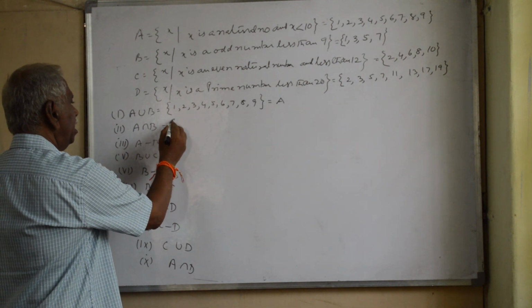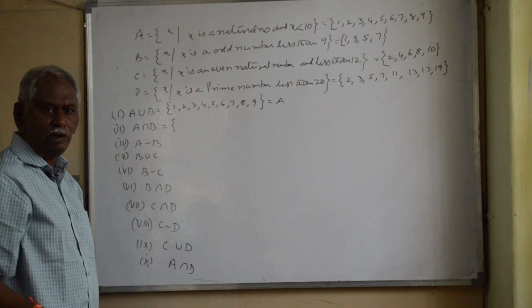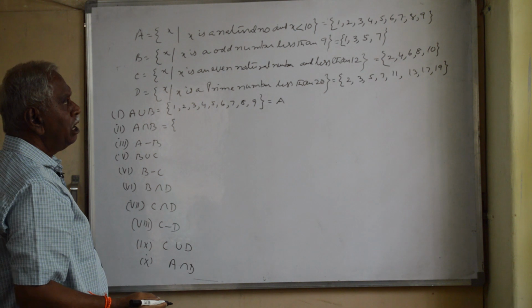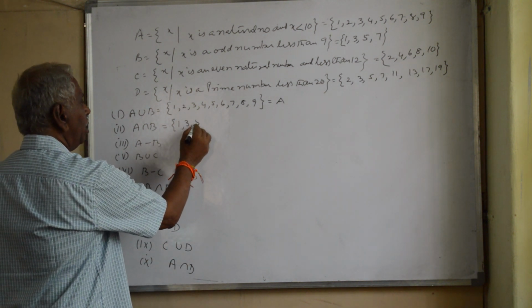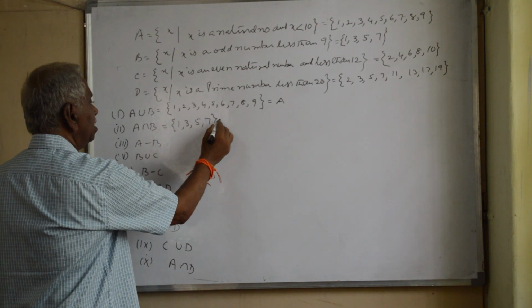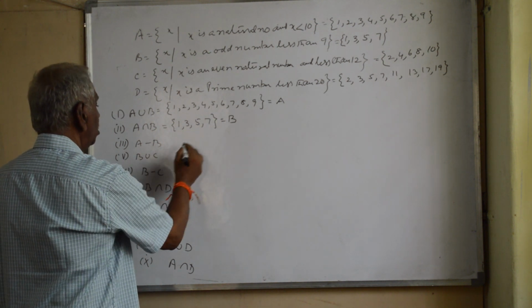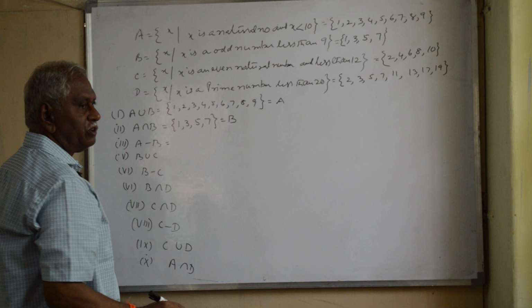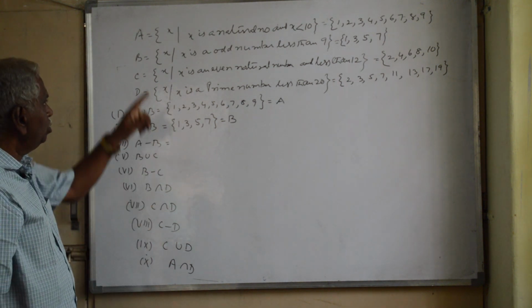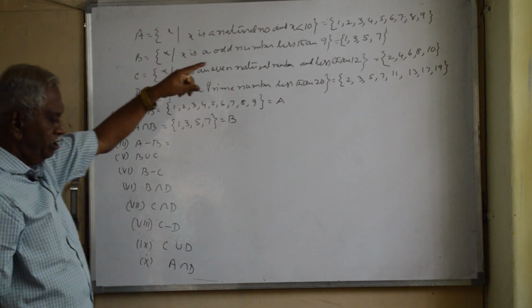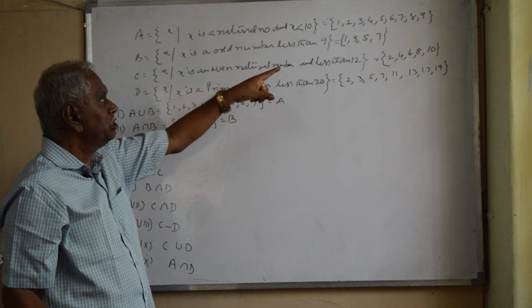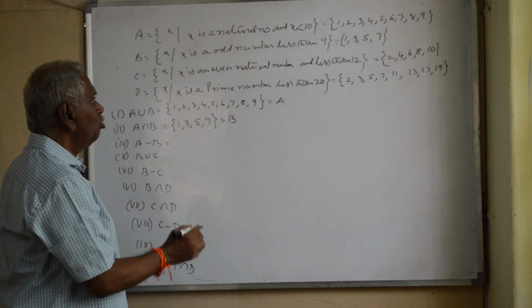Next, A intersection B. The common elements of A and B. What are the common elements here? 1, 3, 5, 7. It is nothing but B. A minus B. What is A minus B? The numbers which are in A but not in B. A has 1 but B also has 1, so we must ignore that.